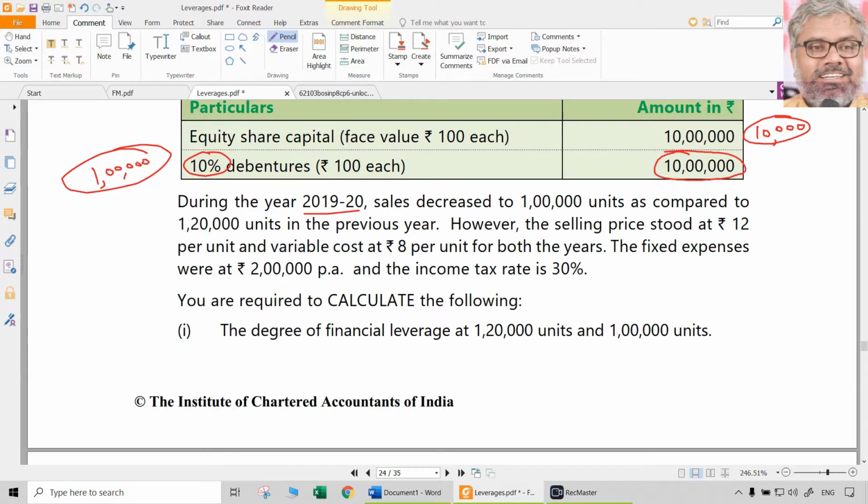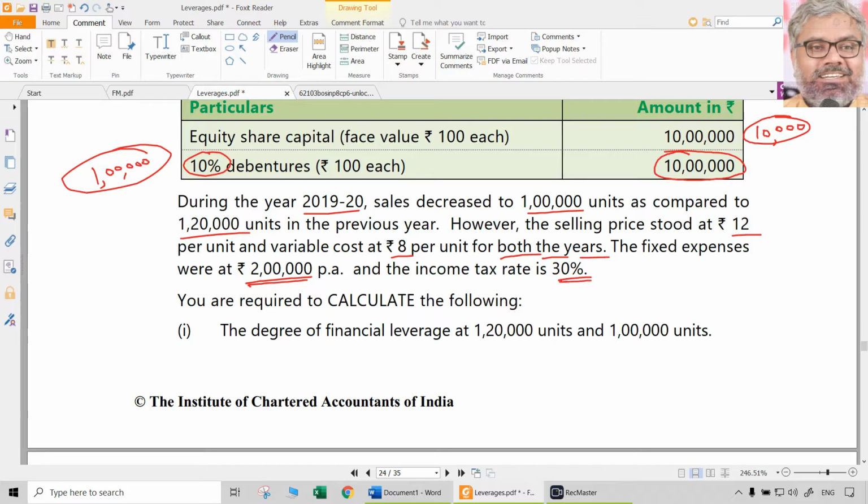During this year, sales decreased to 1 lakh units as compared to 1,20,000 units in the previous year. However, selling price stood at 12 rupees per unit, variable cost at 8 rupees per unit for both the years. Fixed expenses were 2 lakhs rupees per annum. Income tax rate is 30%. This is the data given.